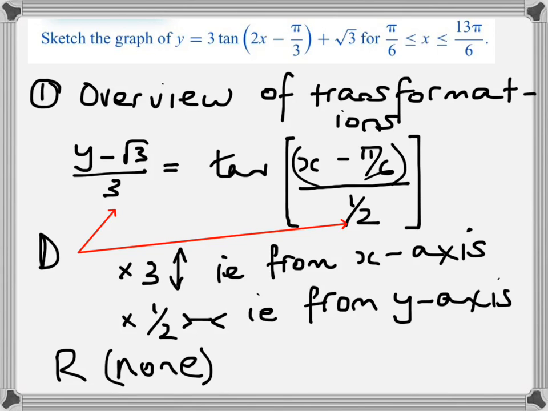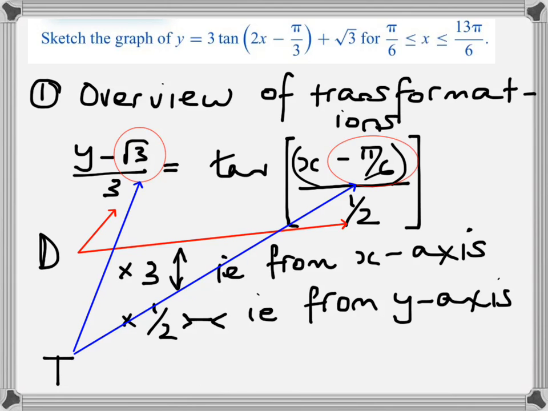That's in the x direction, but we refer to it as a dilation of a factor of a half from the y-axis. Now, there's no reflections in this one. Thank goodness. And we've got translations. Yes, we've got two of them. So what are they? Come on, you tell me. Yes, root 3 units up and pi on 6 units to the right.